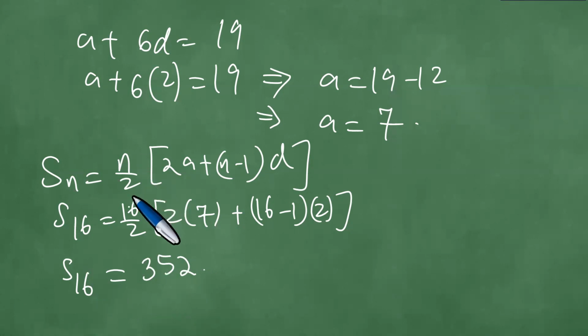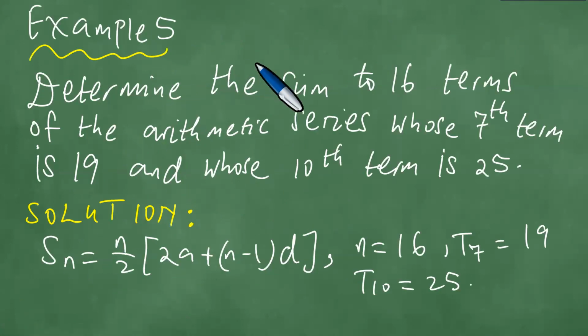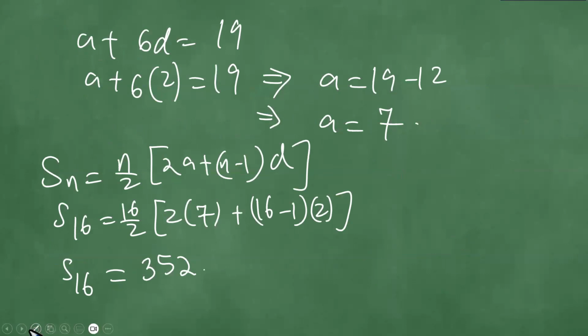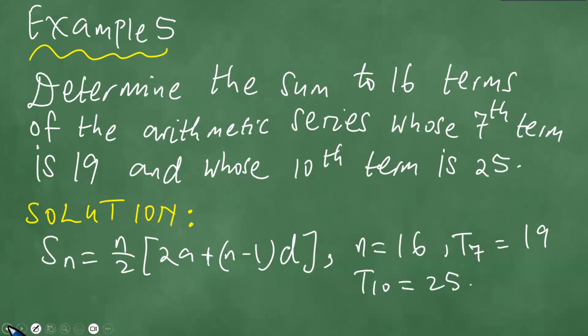Now let's look at this. Determine the sum to 16 terms of the arithmetic series whose 7th term is 19 and whose 10th term is 25. Okay, we have done this question, and then we are doing another question now.